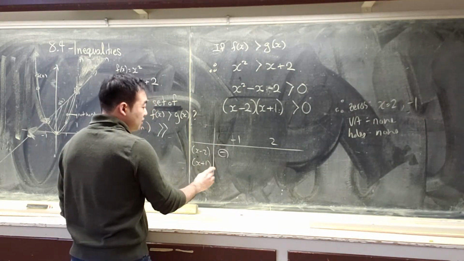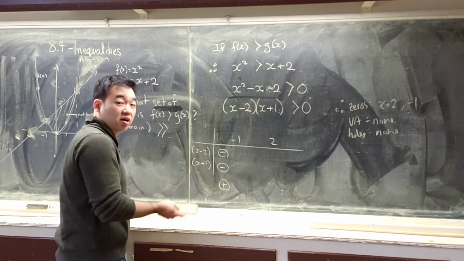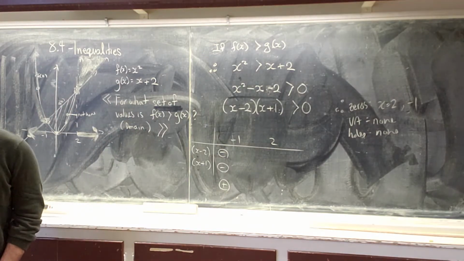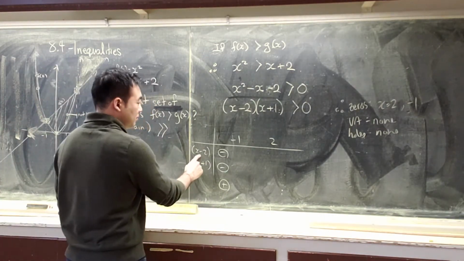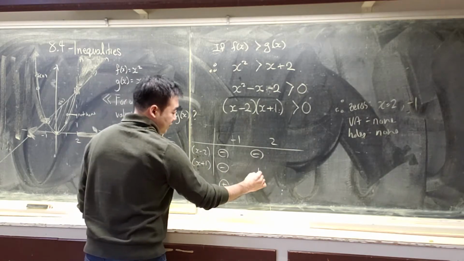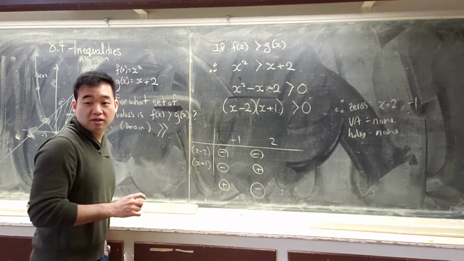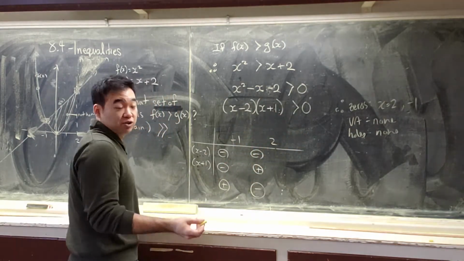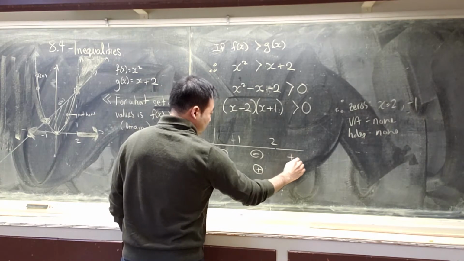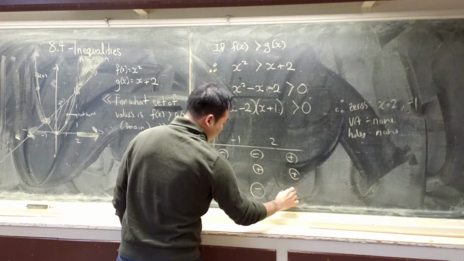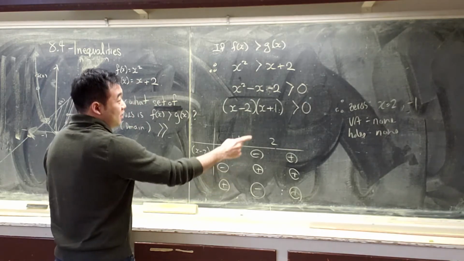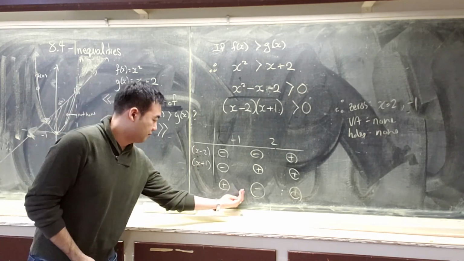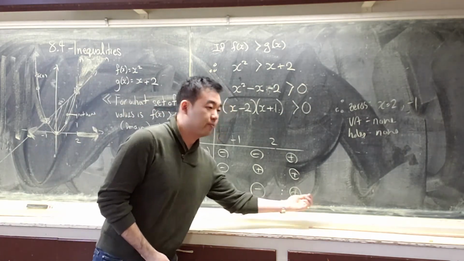Negative, negative, so this is going to be on the positive side of things. Plug in a number between negative 1 and 2. The easiest number I could think of is 0. 0 minus 2, 0 plus 1, we have completely negative. And from 2, I'm going to put in 1,000. 1,000 minus 2 is a plus. 1,000 plus 1, that's a plus. This is a plus. So, when is this greater than 0? When it's less than negative 1 and bigger than 2.